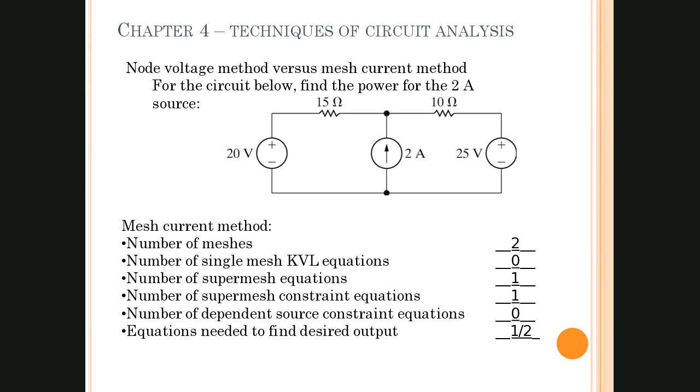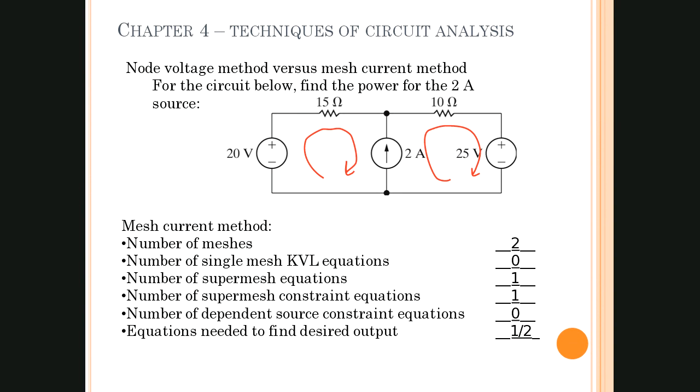Okay. Now, let's look at the node voltage versus mesh current. And hopefully I can draw okay on this slide. So number of meshes, and this is kind of easy to see. Right now it doesn't really matter which direction we draw this in, but I'm just going to draw it like this. That's 1 mesh loop. This is 2 mesh loops. Number of single mesh KVL equations. And so we don't have any single mesh equations.